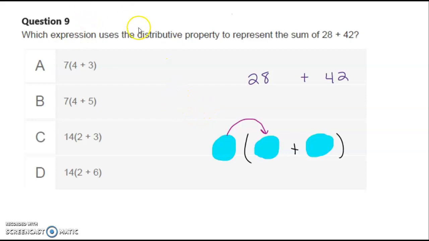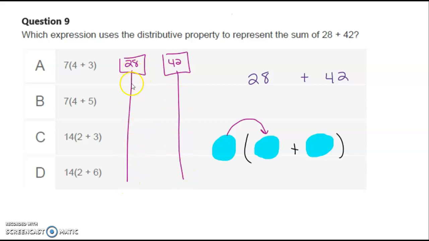So let's think of factors of 28, and factors of 42, and find the greatest common one they have. So I know 1 and 28. I know 2 and 14. Hold on, my brain's working. 2 and 14.